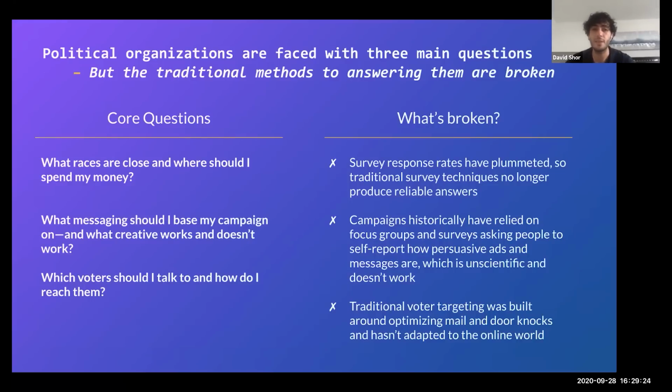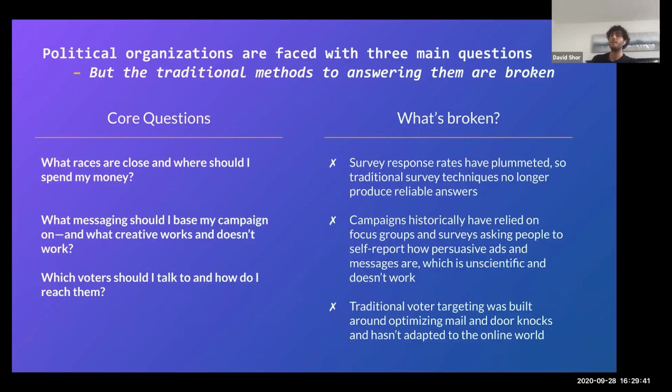So basically in politics, we have kind of a boring, unromantic view of things, which is that politics comes down to what races are close, what messaging should you base your campaign on, and what content works, and then how do you actually do the targeting once you decide what works and what doesn't.